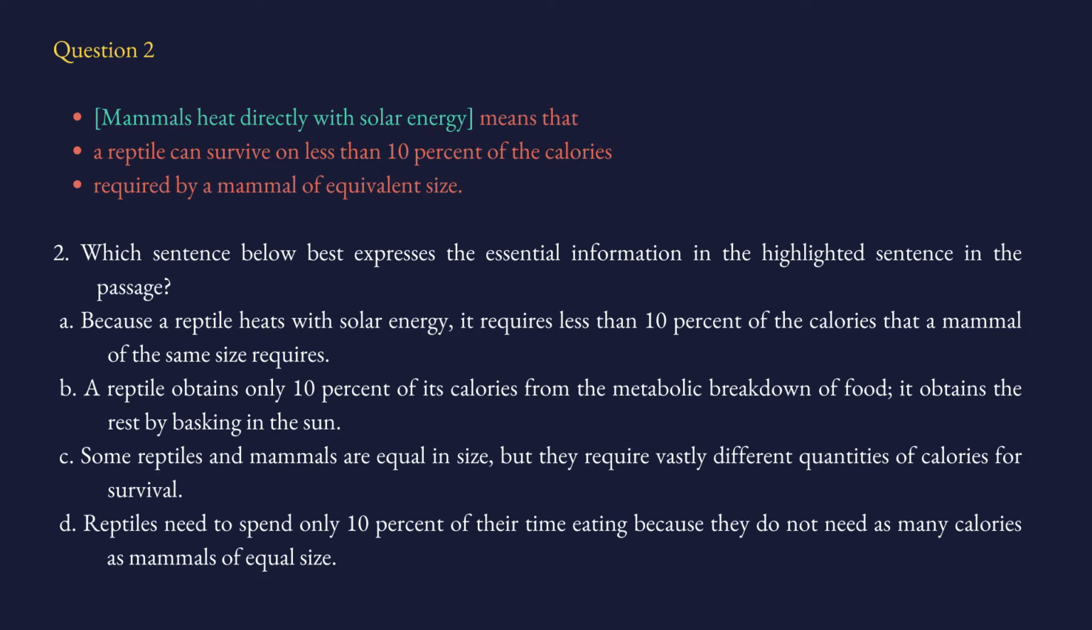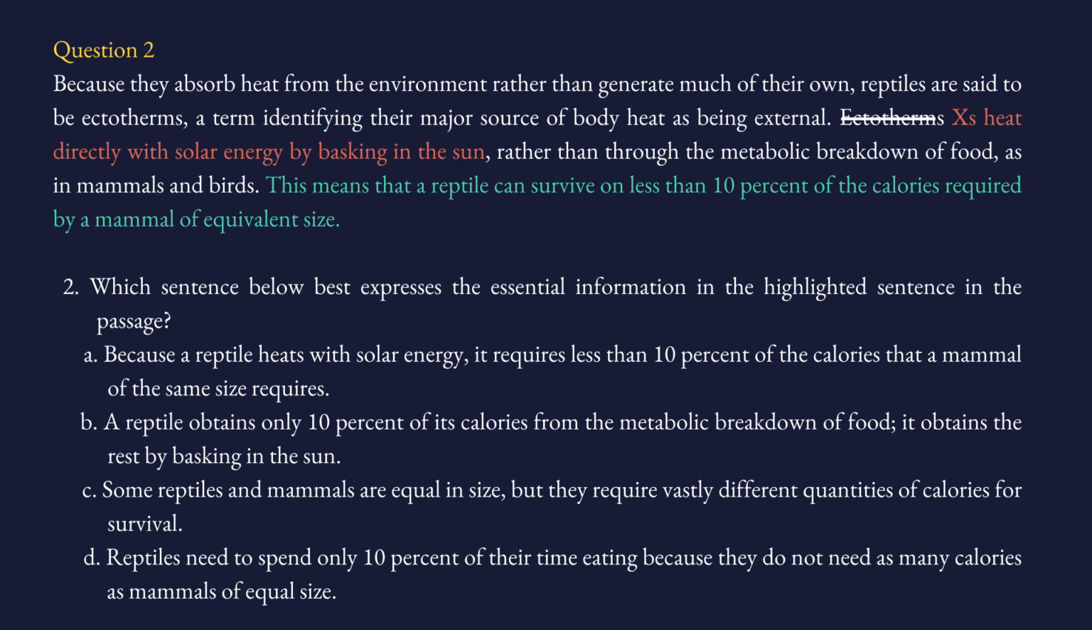So we should be looking for all these three parts. You know how to shorten them. I'm not going to shorten them anymore. Part A, mammals heat directly with solar energy. A, because a reptile heats with solar energy, well, we have it here. Sure, so A could be the answer. Let it be there. B, a reptile obtains only 10% of its calories from the metabolic breakdown of food and obtains the rest by basking in the sun. Well, no, because the passage says the reptile heats directly with solar energy by basking in the sun.